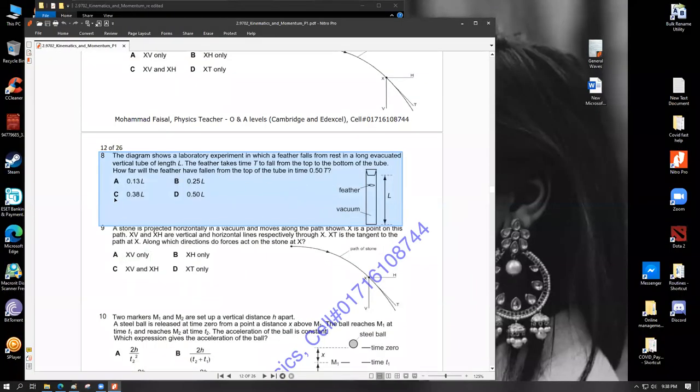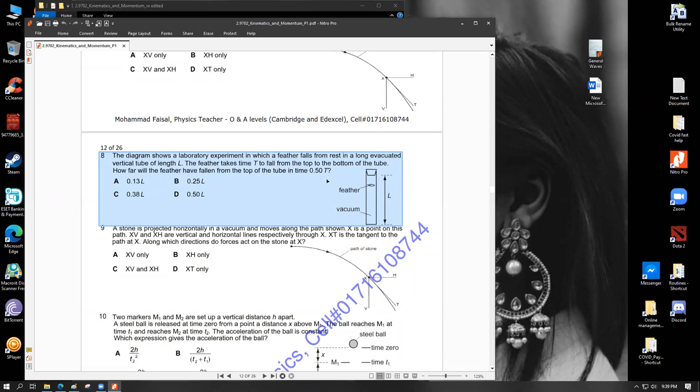Have a look. The diagram shows a laboratory experiment in which a feather falls from rest in a long evacuated vertical tube of length L. The feather takes time T to fall from the top to the bottom of the tube. It's pretty simple English. How far will the feather have fallen from the top of the tube in a time of 0.5 T?